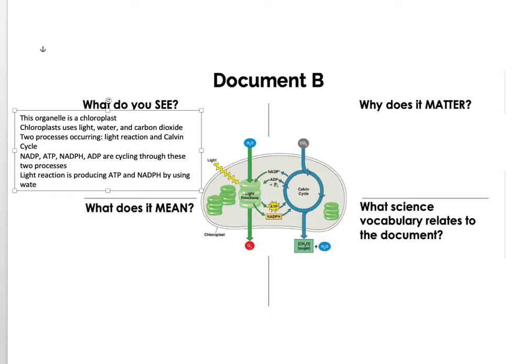And we see that it's using water, NADP, ADP, and light.